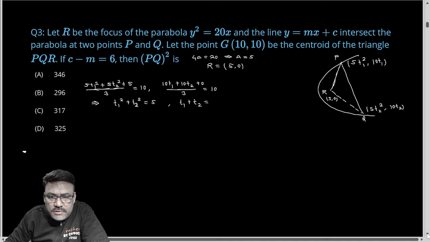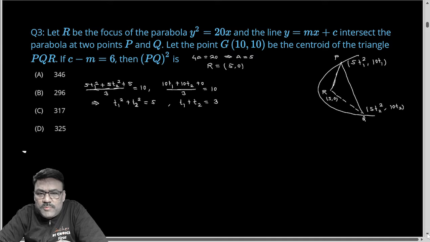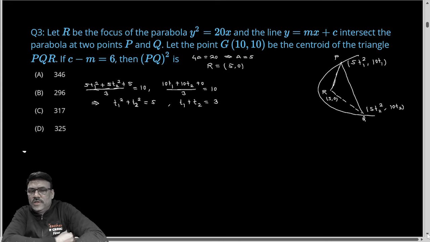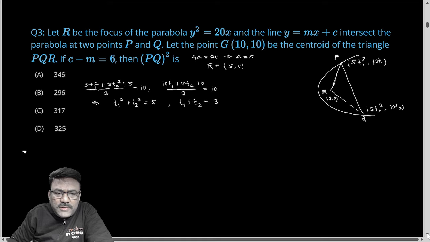30 divided by 10, which is 3. So I got two equations here: t1 square plus t2 square is 5 and t1 plus t2 is 3. Now I have to find the length of this chord PQ. What I have to find? I have to find the length of the chord PQ. So let's find the length of the chord PQ. In fact, I need PQ square only.